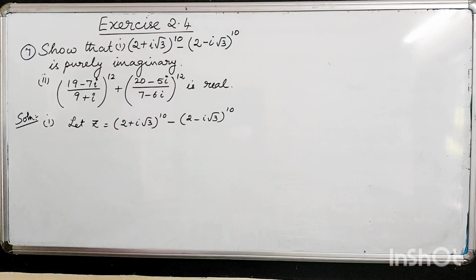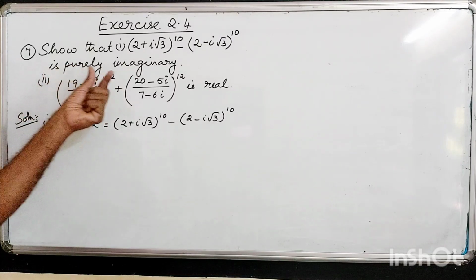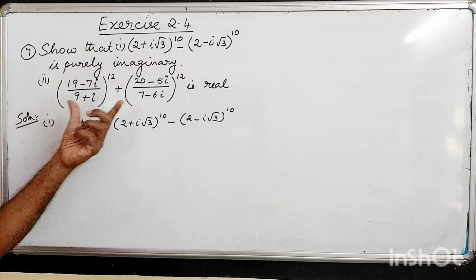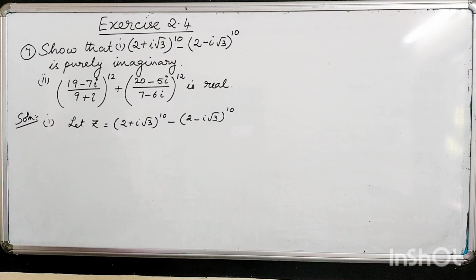Hi students, இந்த வீடியோல நம்ம exercise 2.4ல 7th sum பார்க்க போறோம். Show that, in the first subdivision, the given complex number is purely imaginary, and in the second subdivision, the given complex number is purely real.